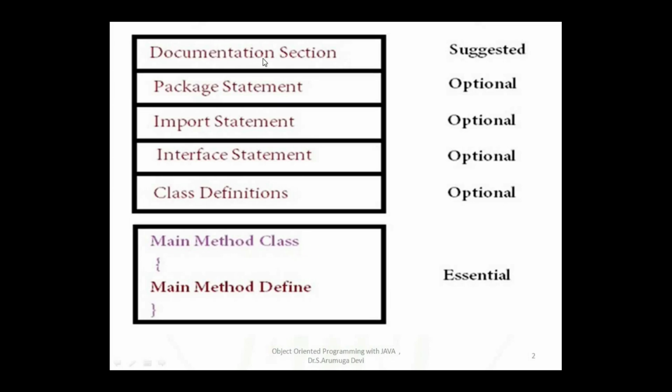The documentation section is also called the comment section. This is a suggested one. The remaining package statement, import, interface, class definition, these four are optional. If you want, you can use them, or else you just omit them. This part is the essential part. Essential part means in any Java program, whenever you write one, there may be many classes, but one class should contain the main method. So the main method definition and one class are the essential part, and the other parts are optional. This is the suggested one.